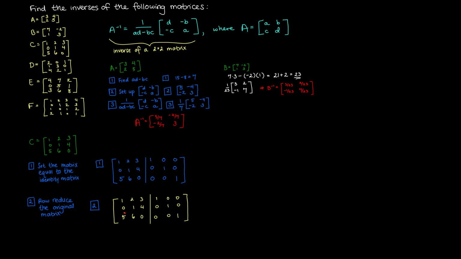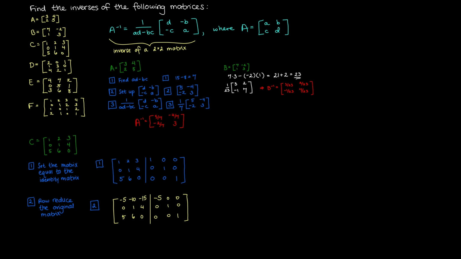We first want to turn this into a 0. So we can multiply the top row by negative 5. 1 times negative 5 is negative 5. Positive 2 times negative 5 is negative 10. 3 times negative 5 is negative 15. And 1 times negative 5 is negative 5.